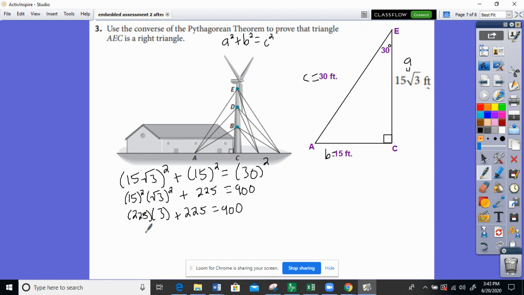So 3 times 225 is 675. Plus 225, that actually does equal 900. So since we have a squared plus b squared equal to the same thing as c squared, that proves that this triangle is a right triangle.